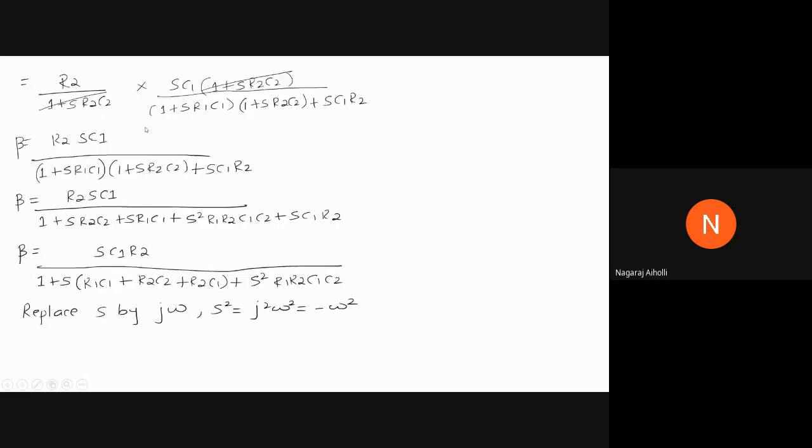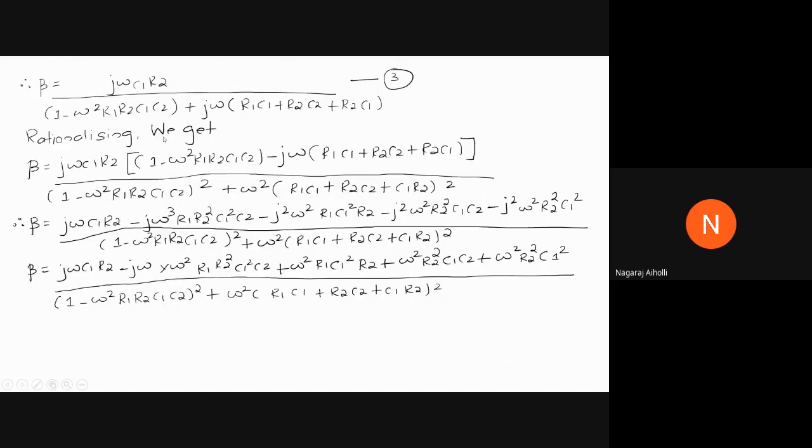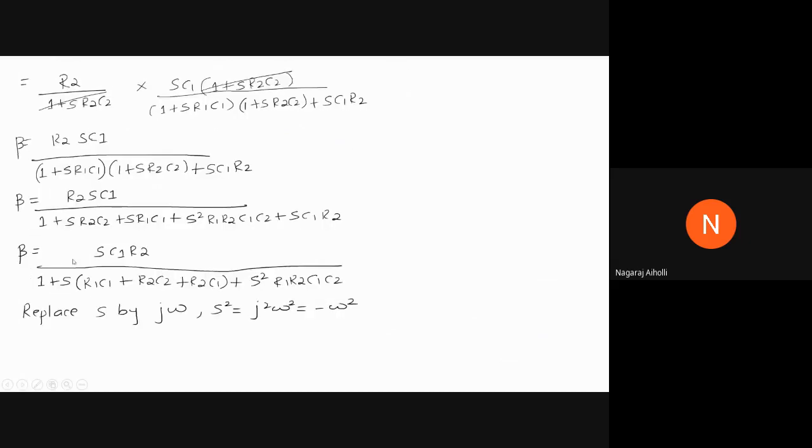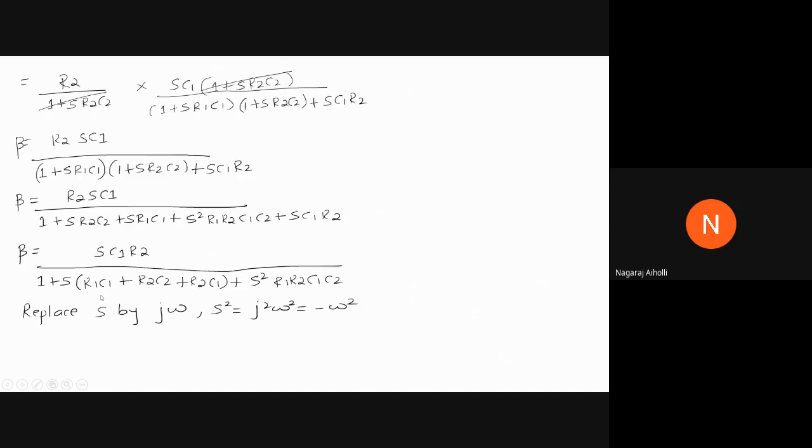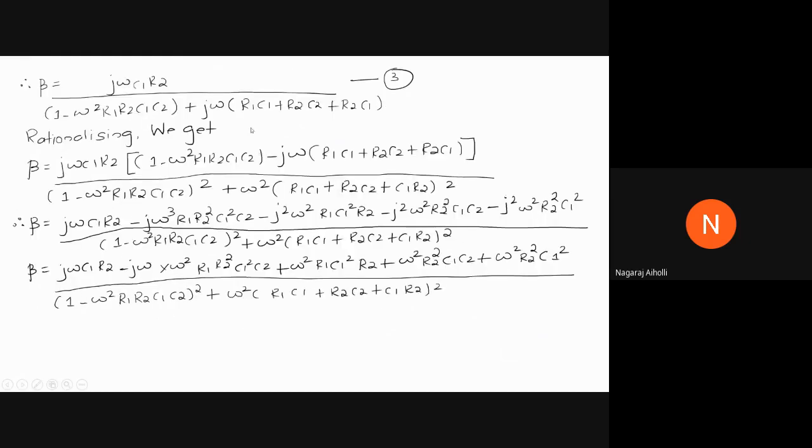So beta is equal to j omega C1 R2 divided by (1 minus omega square R1 R2 C1 C2) plus j omega into (R1 C1 plus R2 C2 plus R2 C1). Number this as equation 3. Let us rationalize the denominator here.